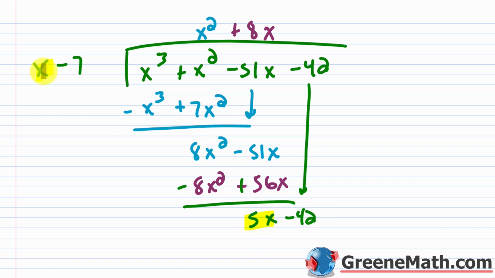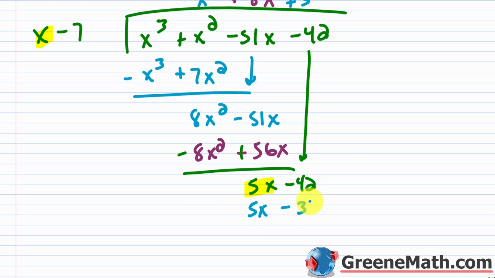So we're going to go leading term into leading term. So 5x divided by x is going to give me 5. So this is going to give me 5. And then 5 times x is 5x. And then 5 times negative 7 is going to be minus 35. All right, so let's change this to a minus and this to a plus. And now we can combine like terms. 5x minus 5x is 0. Negative 42 plus 35 is going to be negative 7. So basically, this is your remainder here.